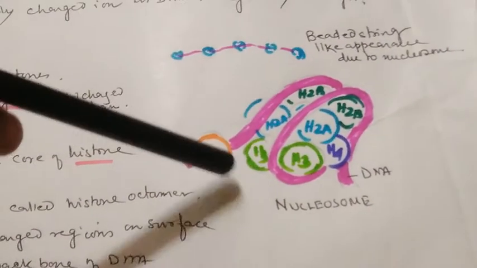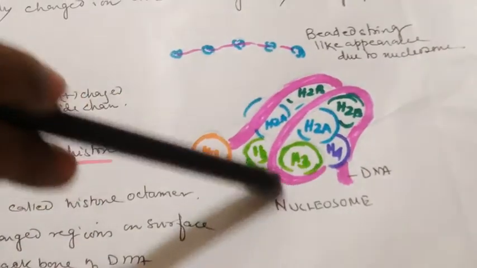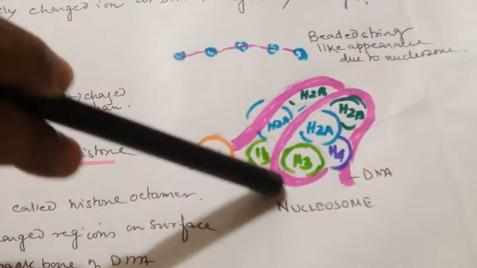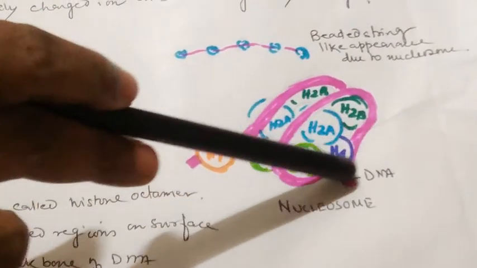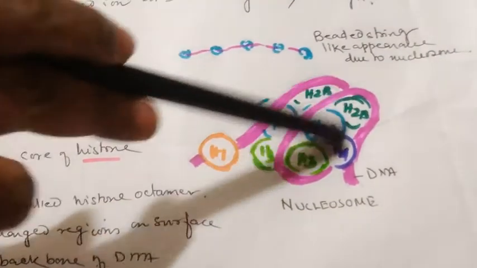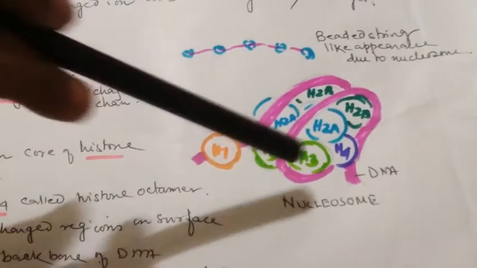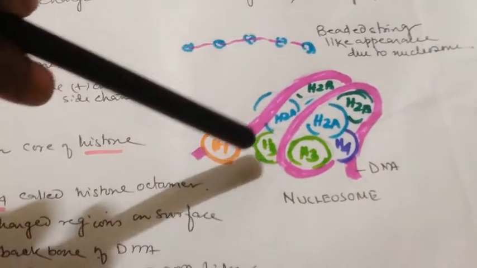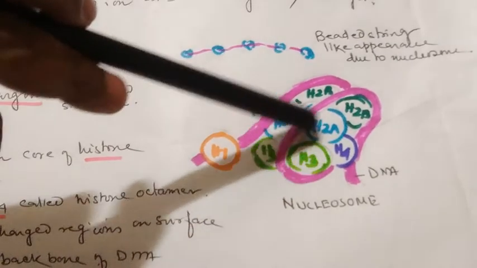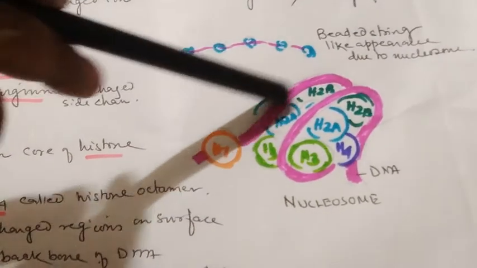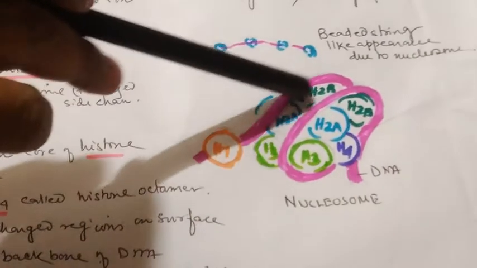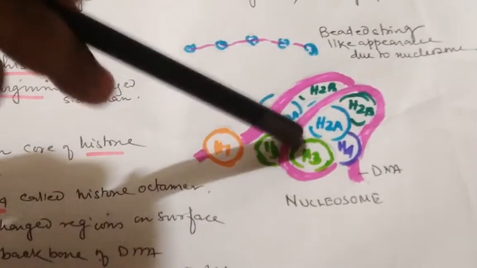And this histone octamer is coiled by DNA with 1.75 coiling, that means one complete coiling and then 3/4 or 0.75 coiling. More or less about 200 base pairs of DNA are involved in this coiling. So the histone octamer containing 4 types of histone in pairs and wrapped with DNA coiling about 1.75 times, that forms the nucleosome.